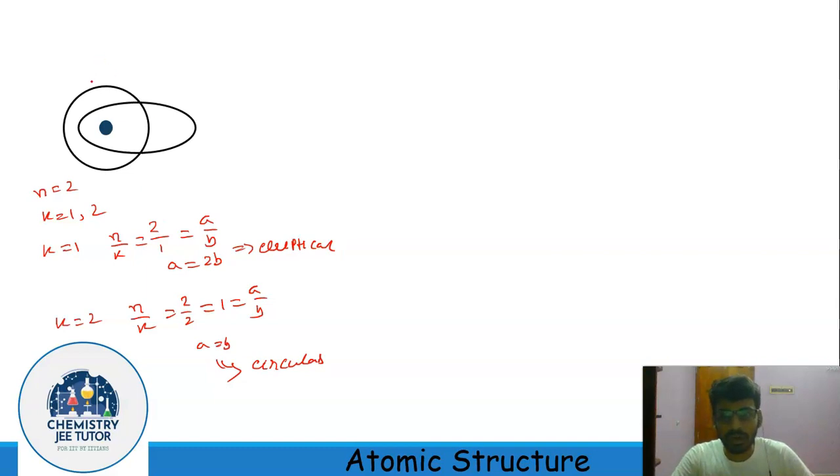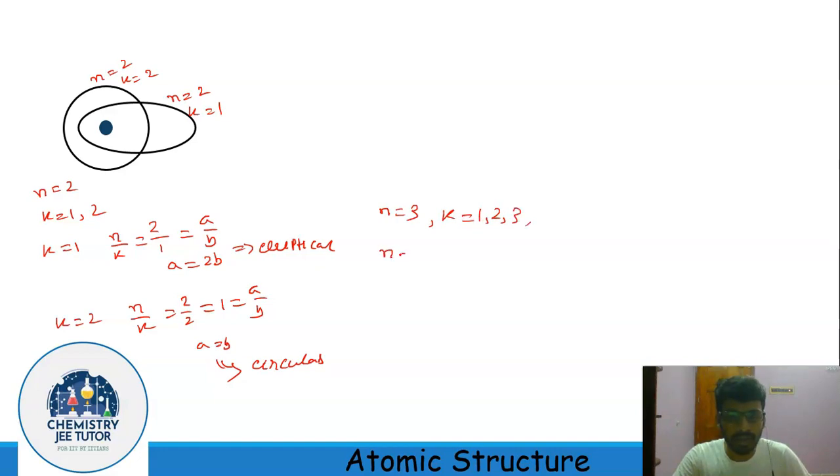So, this is for n equal to 2, k equal to 2, and this is for n equal to 2, but k equal to 1. Now, another case is when n equal to 3. So now k can have values 1, 2, 3.